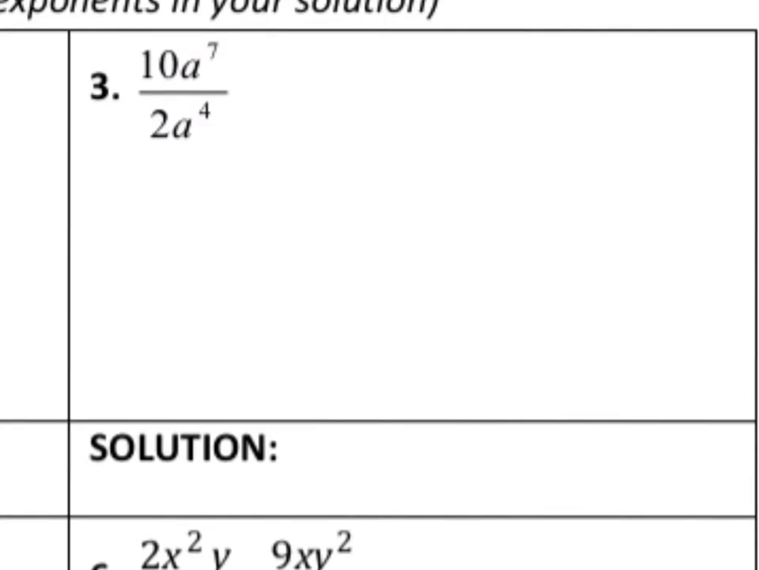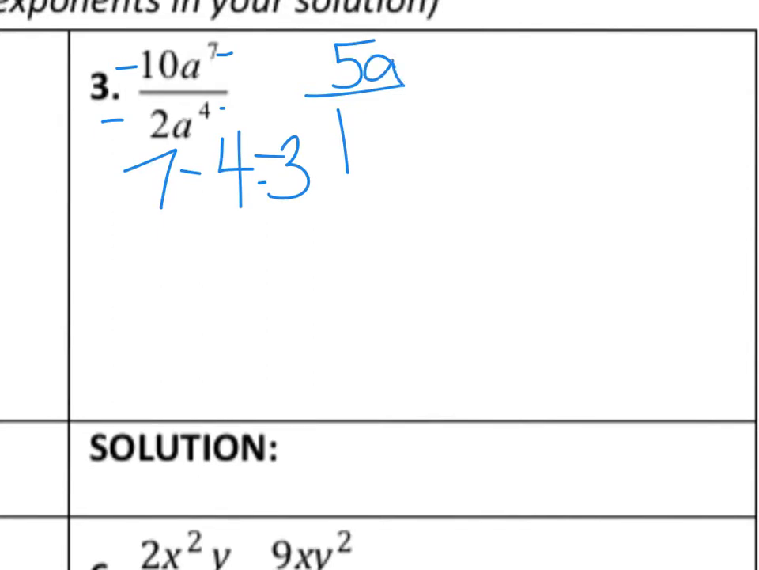What I would do first on number 3 is to divide 10 and 2. So 2 goes into 10 5 times, 2 goes into 2 1 time. And if I'm dividing, I need to look at my exponents and I need to subtract them. So I have 7 minus 4, which gives me 3. So that would be a to the 3. So my answer would be 5a cubed.